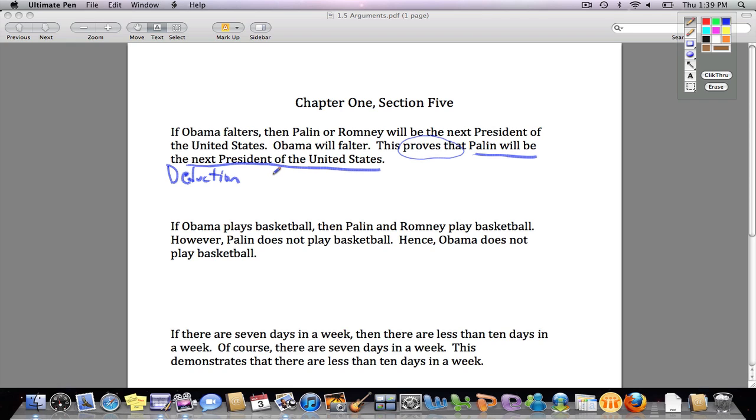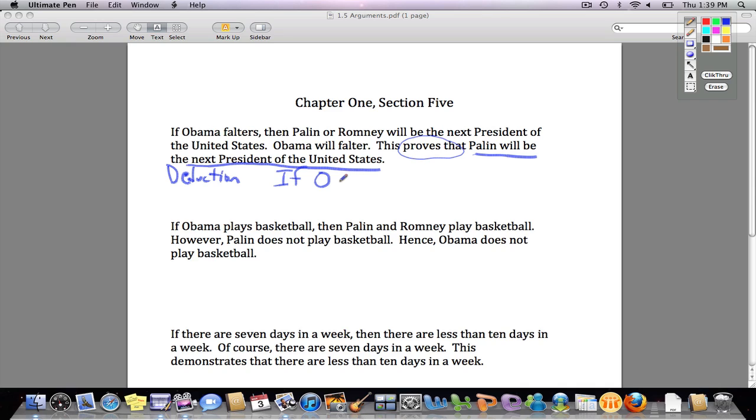Okay, now is the reasoning correct? If the premises are true, does the conclusion have to be true? If you read it, it says if Obama falters, then Palin or Romney will be the next president of the United States. Obama will falter. This proves Palin will be the next president of the United States. That does not follow here. What follows is that Palin or Romney will be the next president of the United States, not necessarily both of those two things. If we wanted to sketch out the logical form, which is sometimes helpful, you may not have a clear sense of how to do this, but follow me as best you can.